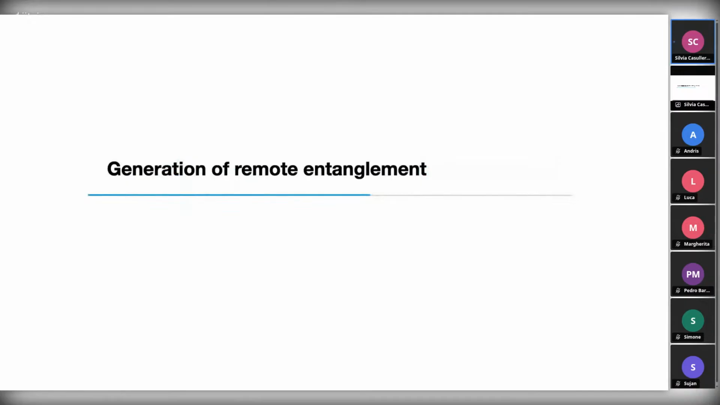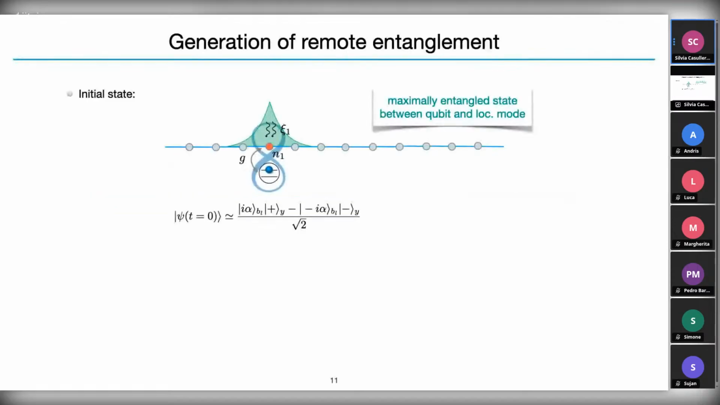And with this we have the ingredients that we wanted to generate this remote entanglement. Because what we will do is start from this maximally entangled state. So the idea is you turn on the squeezing, you do it pretty strong, so you prepare the ground state of the system, which is this kind of cat state or entangled cat state.